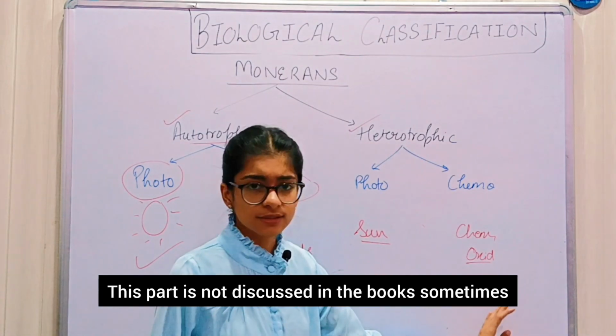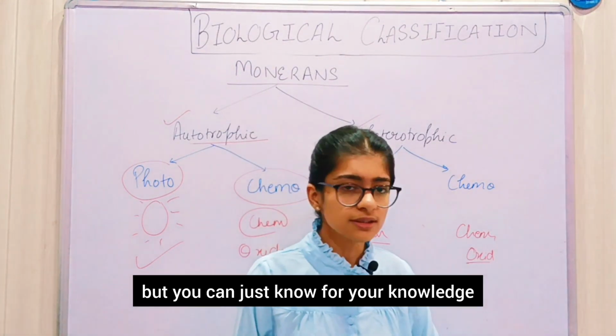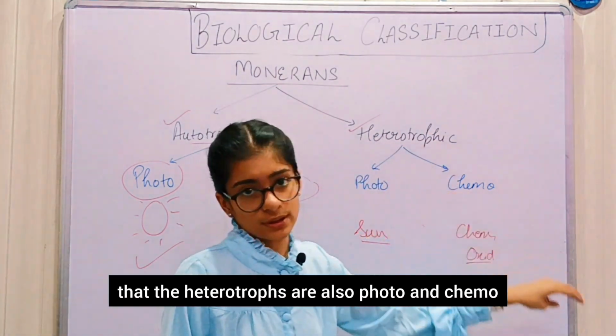This part is not discussed in the books sometimes, but you can just know for your knowledge that the heterotrophs are also photo and chemo, right?